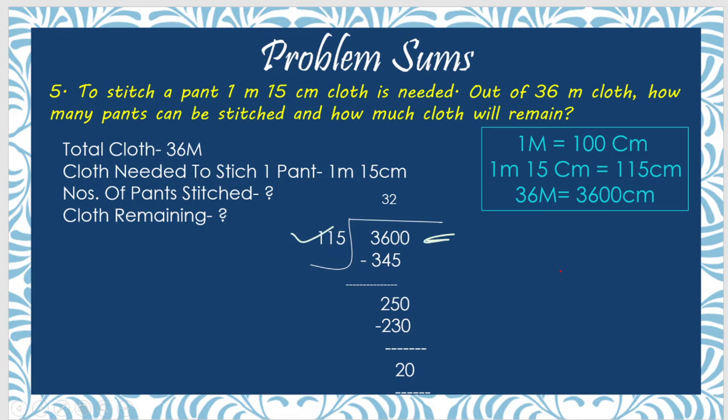This is the total cloth, and 115 is the cloth for one pant. For one pant, how many pants can you stitch? Then we have the number 32. 32 is the answer for the number of pants.